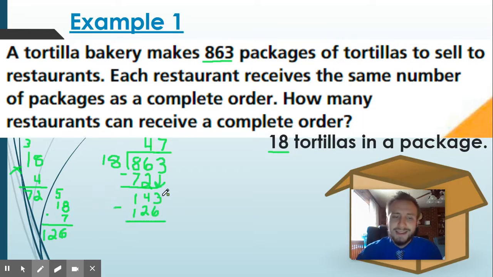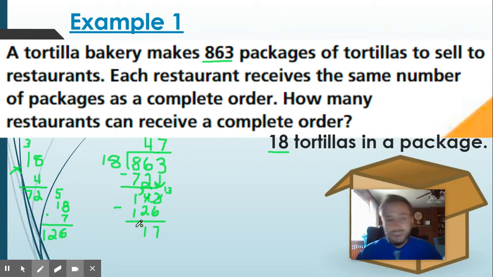So if I subtract these, I'm going to have to borrow. This becomes a 3. This becomes a 13. 13 minus 6 is what? Good, 7. 3 minus 2, that's just 1.